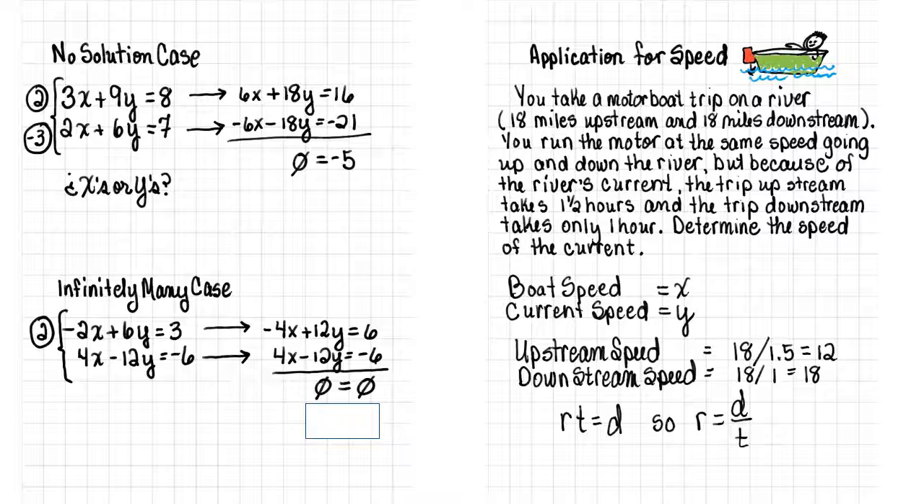Let's take a look at two special cases here. The first is a no solution case. Again, we have to look and see, do we want to get rid of the x's or the y's? I'm opting for the x's because it's just a smaller least common multiple here. So I'm going to multiply by the 2 and the negative 3.